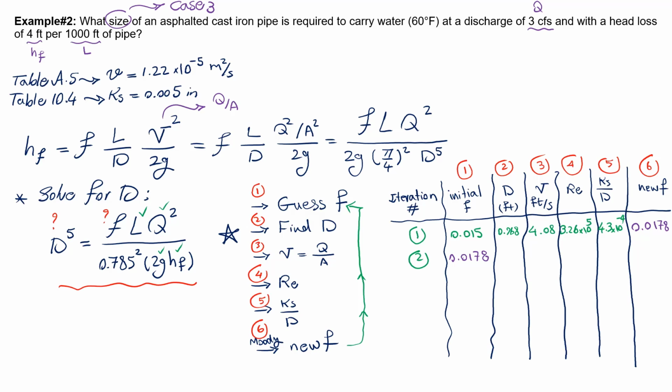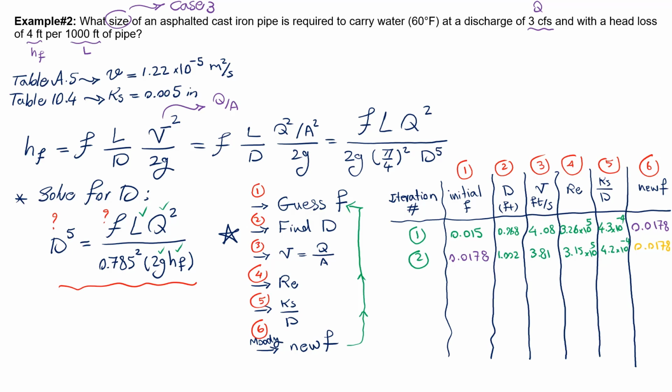If I put this f into a diameter equation, then diameter would be 1.002, velocity would be 3.81, Reynolds would be 3.15 times 10 to the power 5. K sub s over d would be very similar, 4.2 times 10 to the power negative 4. And then the new f would be 0.0178. And you can see that it converged really, really fast.